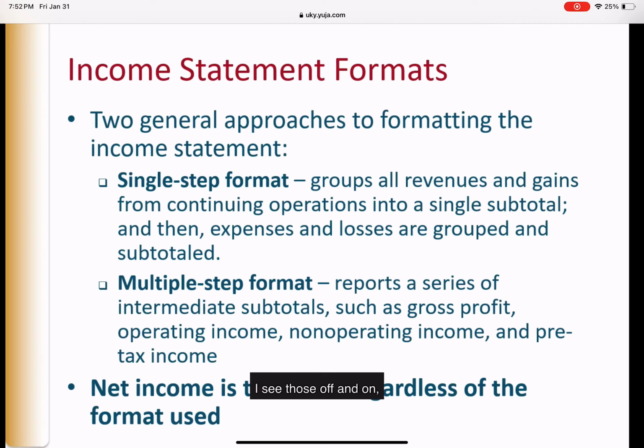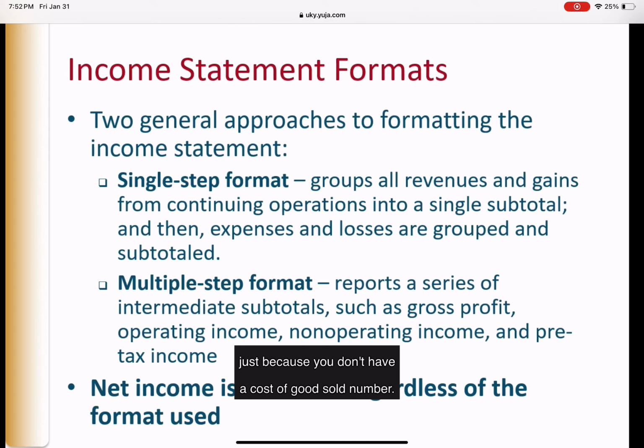Single step. I see those off and on, not as often as multi-step formats, but you might see them in 1/3 of the cases, a single-step form income statement versus a multiple-step form. And certainly with a service-type company, you're more often than not going to see a single-step format income statement, just because you don't have a cost of goods sold number.